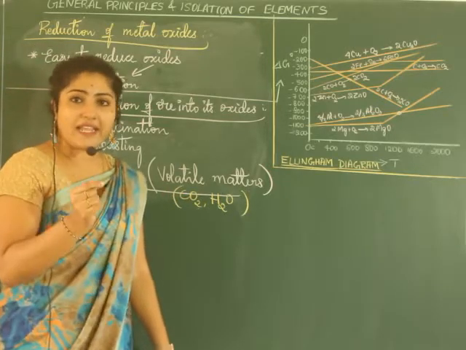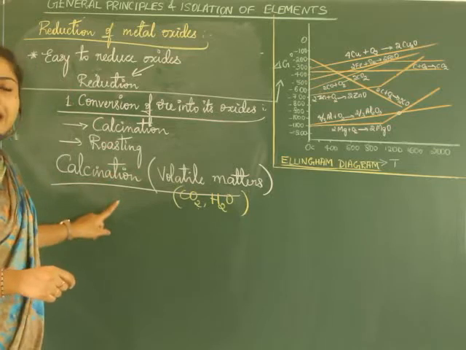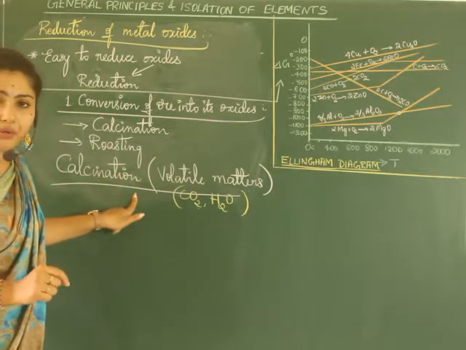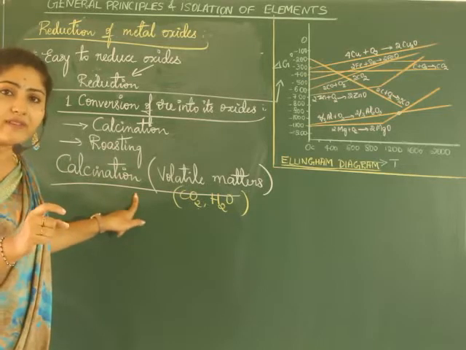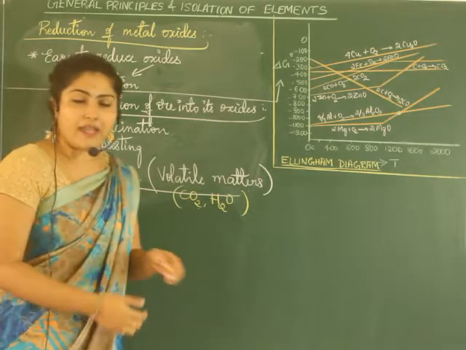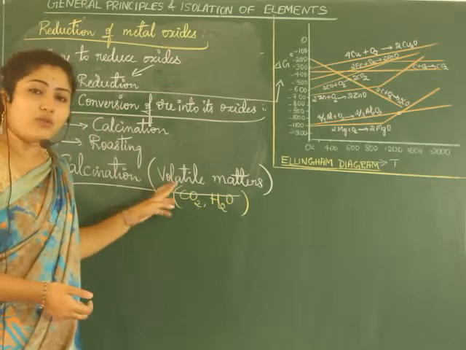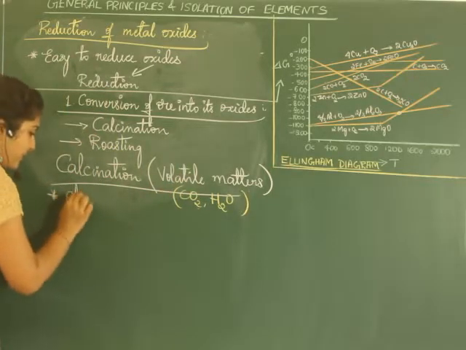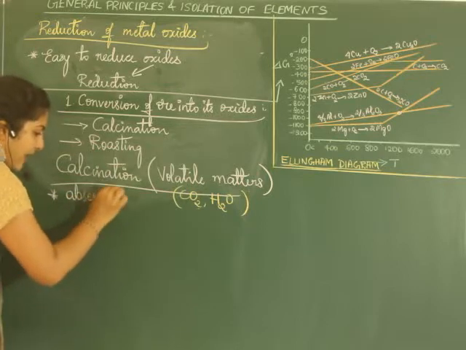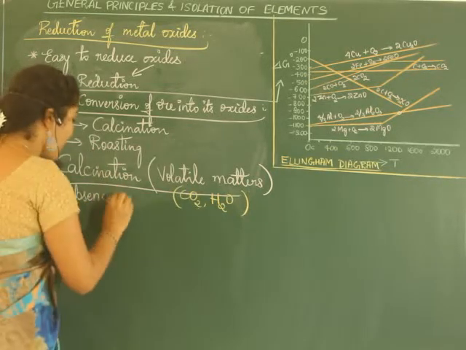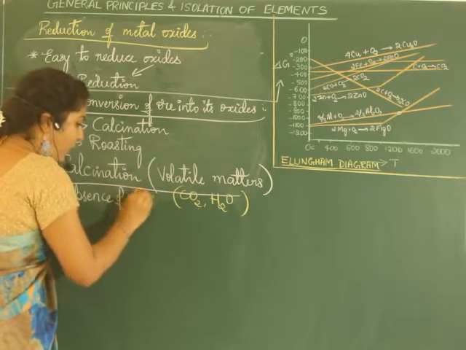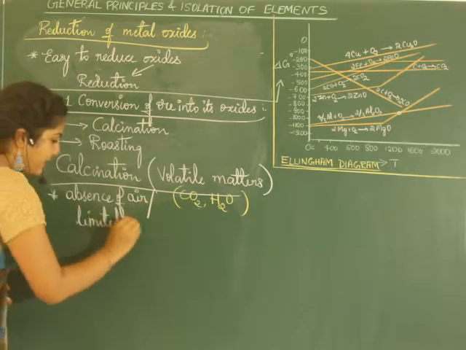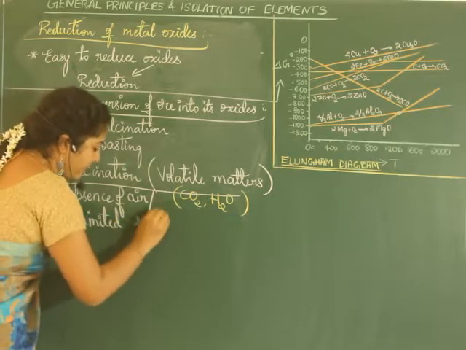So how do you define calcination? Calcination is the process of heating the concentrated ore in the absence of air or in the limited supply of air. Are you getting the point? I told you absence of air. So here the condition is either air supply will be completely stopped or in the limited supply of air.